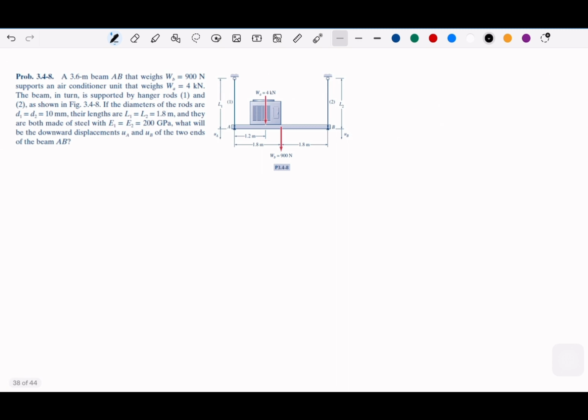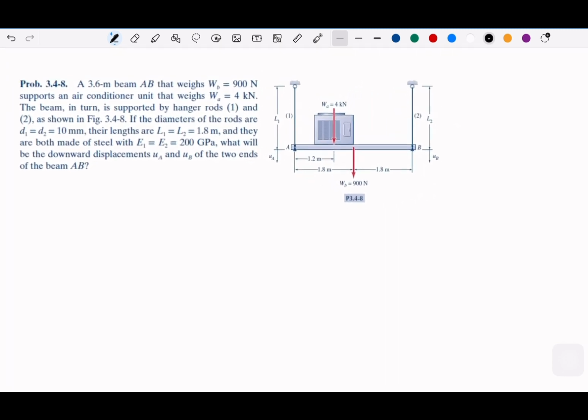Let me, perhaps this one. This is quite similar to what we have in chapter 2, but now it is having some elongations.